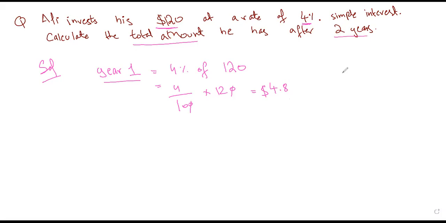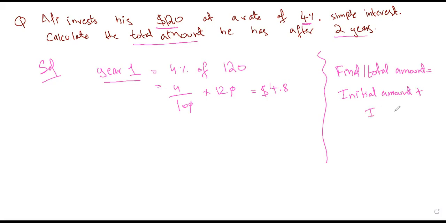So obviously, we know that the final or total, whatever you call it, the ending amount is basically the initial or the starting amount plus the interest amount, right? So if this is the interest amount at the end of first year, for 2 years, it would be 2 multiplied by $4.8. That is going to give us $9.6, right?